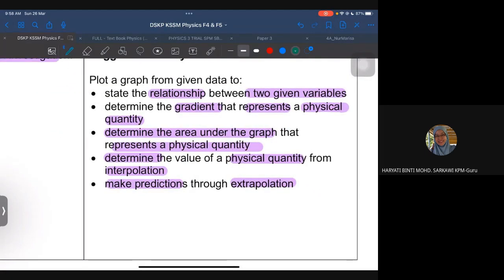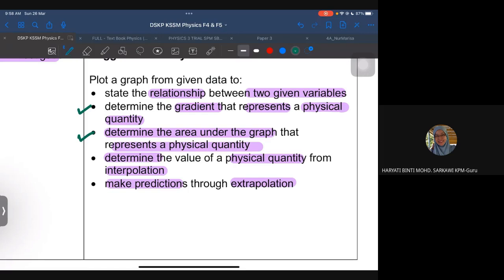So this one now you already understand. Determine gradient, which represents a physical quantity. Also determine the area under the graph, which represents a physical quantity. Okay, so I can say for a graph like this, students normally have problems with how to determine the gradient, and then what physical quantity the gradient and the area under the graph represent. That one also students always have problems with.